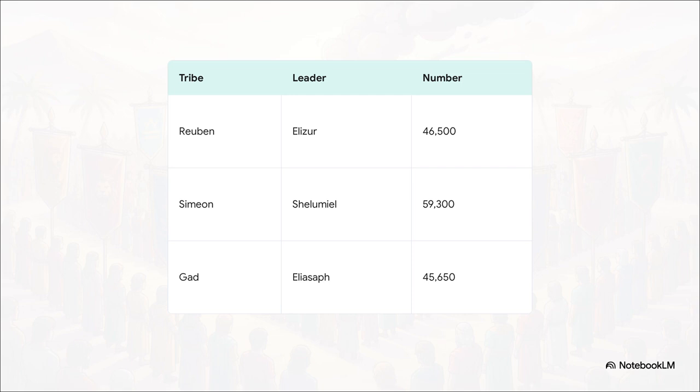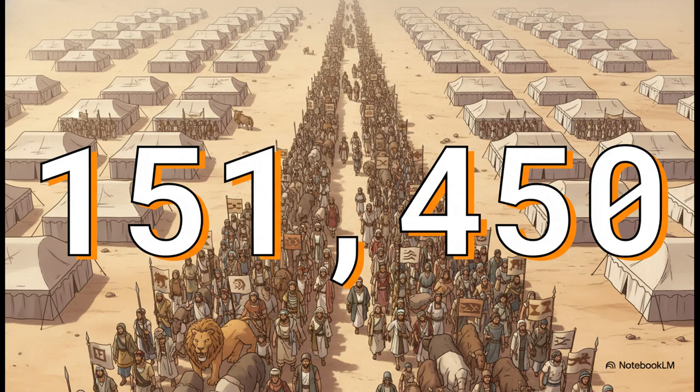Their leader is Eliasaph, meaning God has added, bringing 45,650 men. Again, we're looking purely at the literal text here, establishing exactly who is protecting the southern perimeter. The combined total for the camp of Reuben on the south comes out to 151,450 men, and the text clearly dictates their marching sequence.